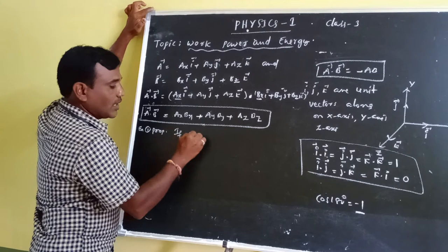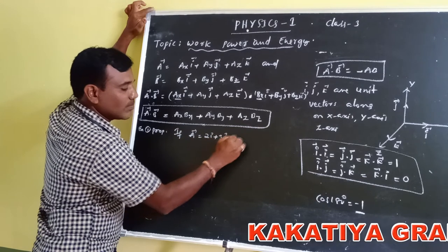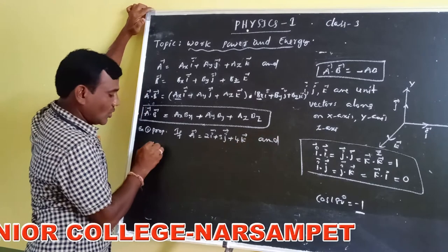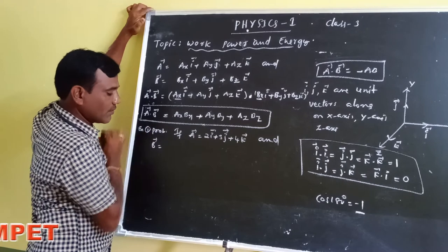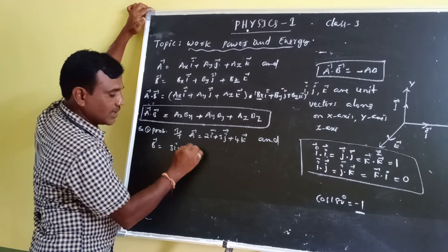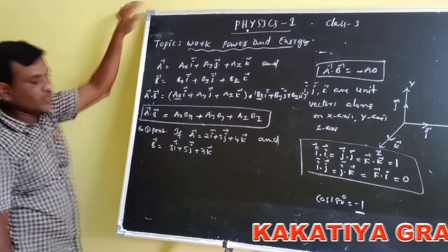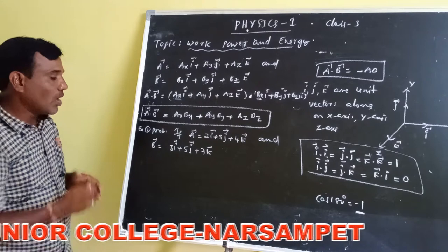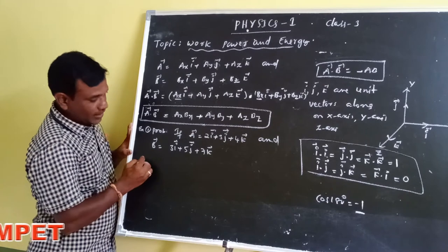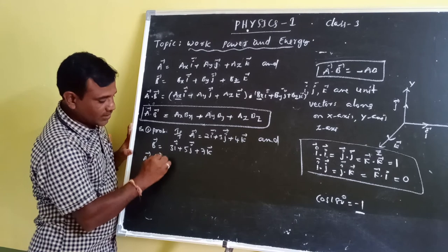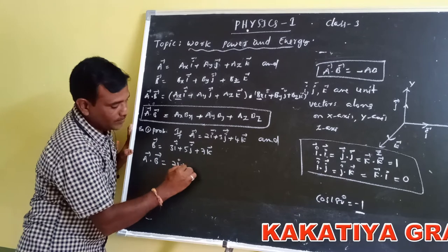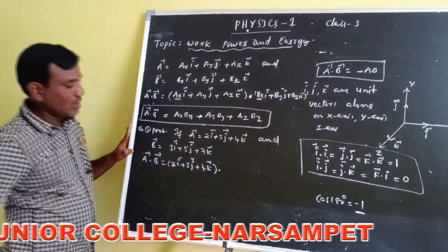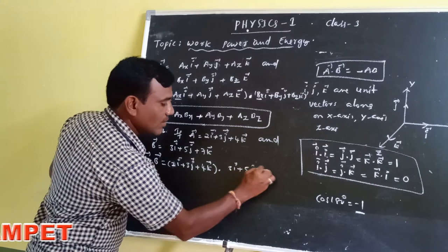Now, if A vector is equal to 2i plus 3j plus 4k, and B vector is equal to 3i plus 5j plus 7k, what is the scalar product or dot product of A vector and B vector? We can write A vector dot B vector is equal to 2i plus 3j plus 4k, dot, 3i plus 5j plus 7k.